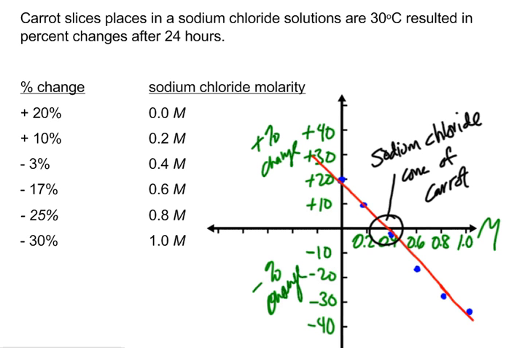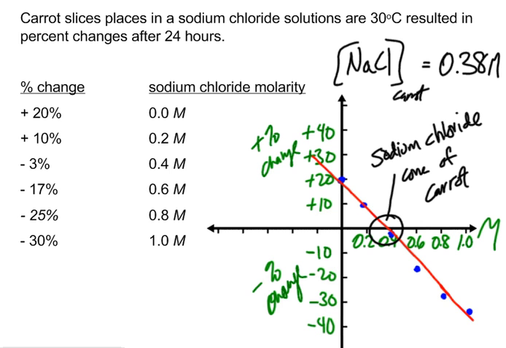Okay, so now looking at this, I would say that the sodium chloride concentration of the carrot is approximately 0.38 molar. So that's the molar concentration of the carrot. All right, so now that we have that information, we can apply it to the equation itself, which is going to be psi of solute is equal to negative i times CRT.